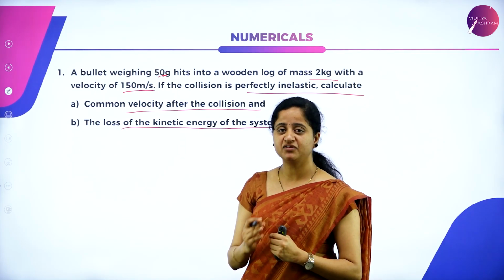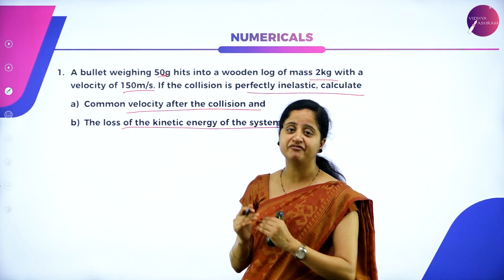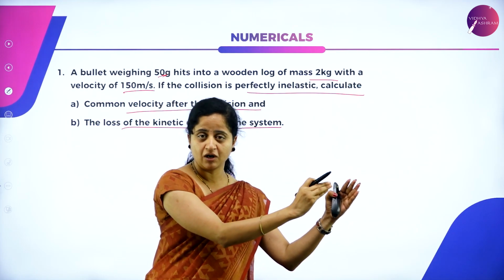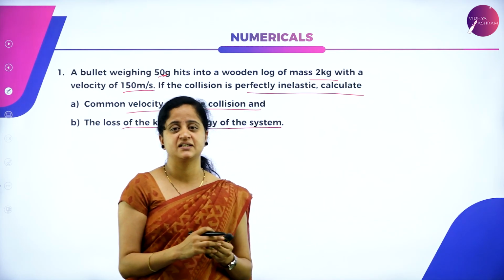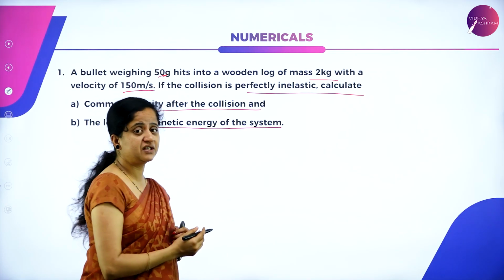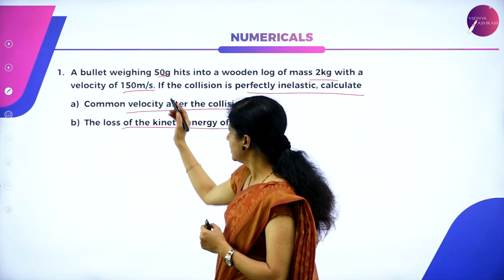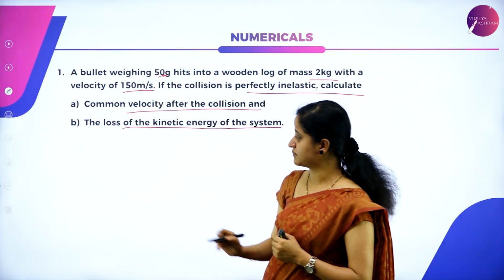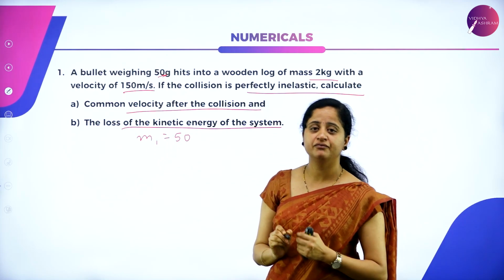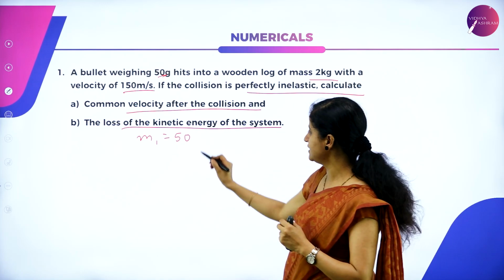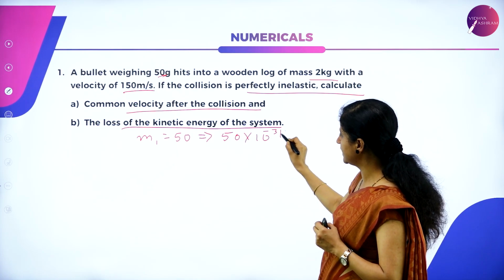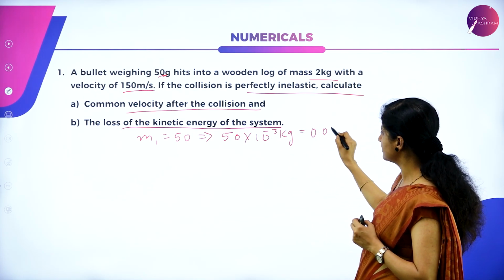The first task is to calculate the common velocity after the collision. Whenever the bullet strikes the wooden log, they both move with the same common velocity. So what is that common velocity? We have to calculate it, so let us make use of the given data. The bullet is weighing 50 grams, so the mass of the bullet is 50 grams, but the standard unit of mass is kg. So we represent this in kg, that is 50 into 10 power minus 3 kg, or we can write it as 0.05 kg.